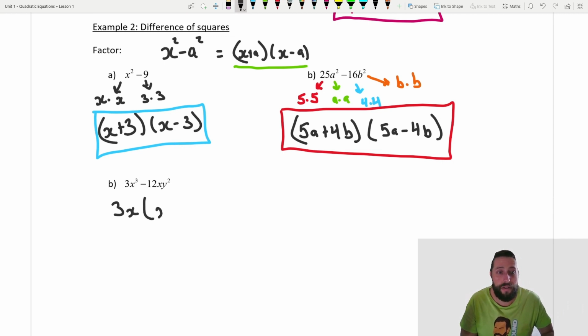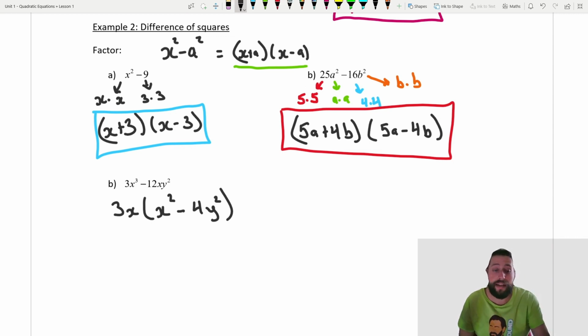So I'm left with x squared, right? Because I factored out a 3 and an x. So now it becomes x squared, and it's going to be minus 12y. Oh, my mistake. Not 12, because 12 divided by 3 gives us 4y squared. Okay, now that we're at this part, we can take a look back and say, is this now a difference of squares? Okay, yes, it is.